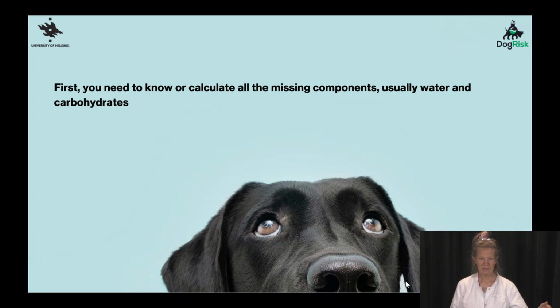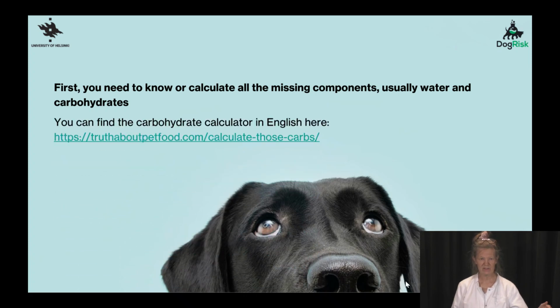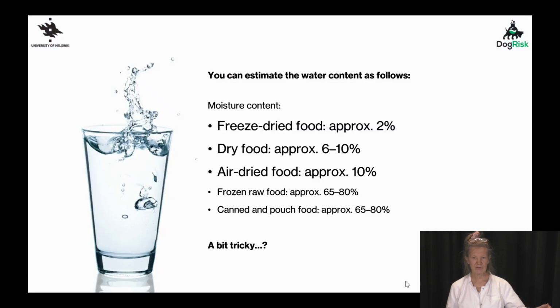When we count these ones, we can use calculators, and I've found one that you can use on the net, where you just put in things like protein, fats, ash, fiber, and moisture, and then it will give you the amount of carbohydrates in the food. But if you don't have that at hand, I will show you how you can do it by yourself. So we are going to calculate first the water. Actually not calculate, we're going to take it at face value.